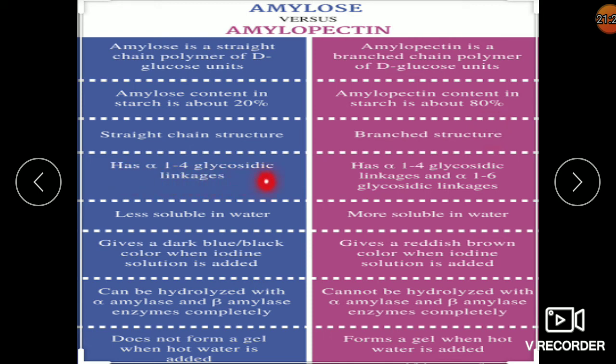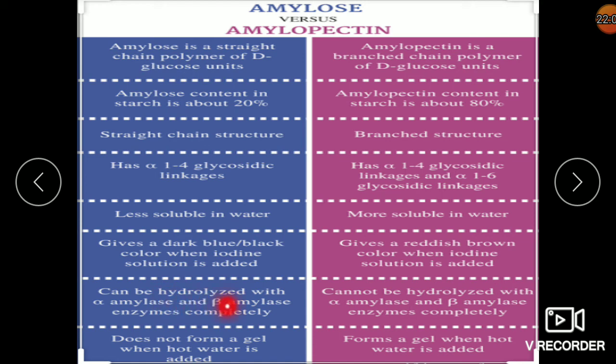Amylose has 1,4 glycosidic linkage, that means carbon 1 and carbon 4 are joined here with a glycosidic bond. And in amylopectin you get 1,4 glycosidic bond and 1,6 glycosidic bond. That means it's a branch structure, so in some parts you'll get the glycosidic bond between carbon 1 and carbon 4, and in others the bond between carbon 1 and carbon 6. Amylose is less soluble in water, amylopectin more soluble in water. Amylose gives dark blue black coloration on addition of iodine, and amylopectin gives reddish brown color with iodine.